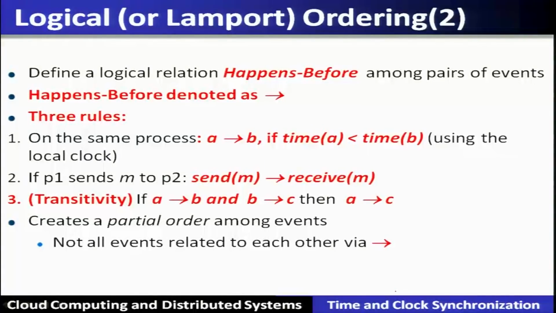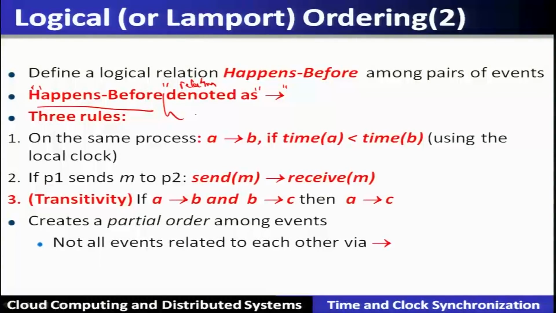which defines the logical relation, called the happen before relation, between a pair of events and is denoted by an arrow. This happens before relation follows three different rules. The first rule says that on the same process, A has happened before B if the time of A is less than the time of B, using the logical clock.